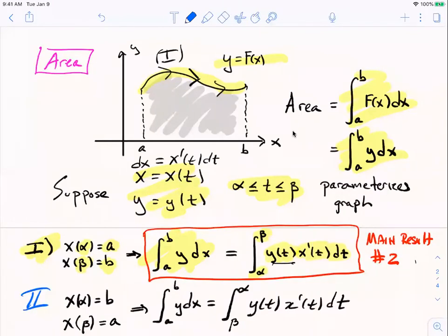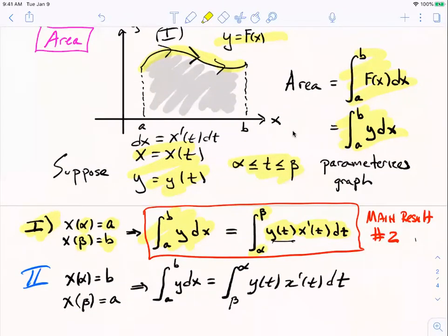In the second case, the only difference is that when t is alpha, x is b, and when t is beta, x is a. So that exactly means that in the second case, the curve is getting swept out this way, from right to left. Well, so area is still the integral of y dx, but this time notice the limits of integration. Alpha ends up on the top, beta ends up on the bottom.